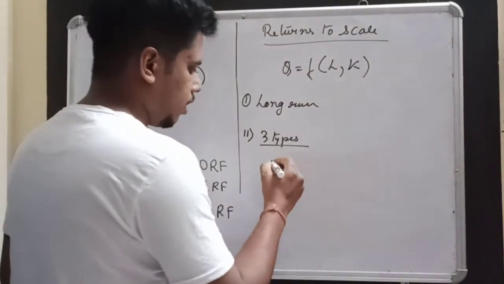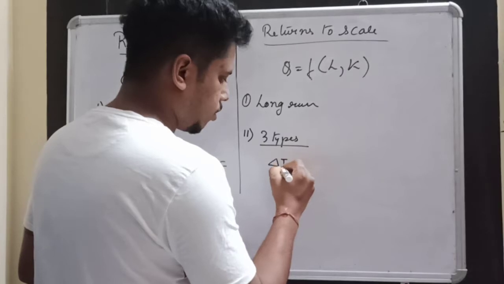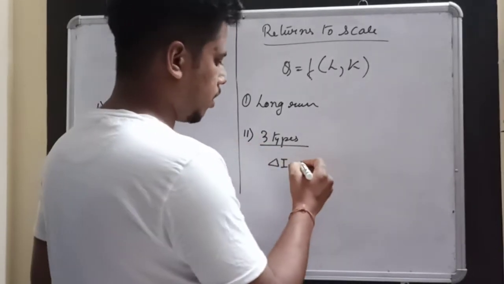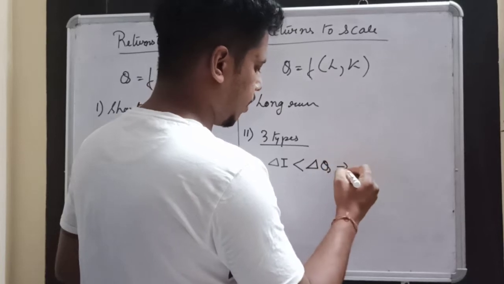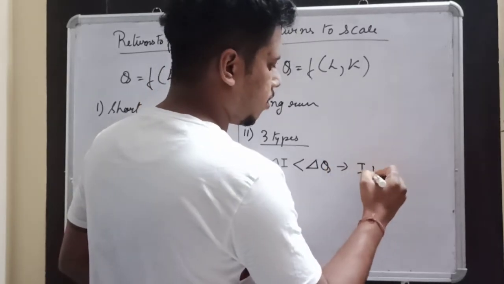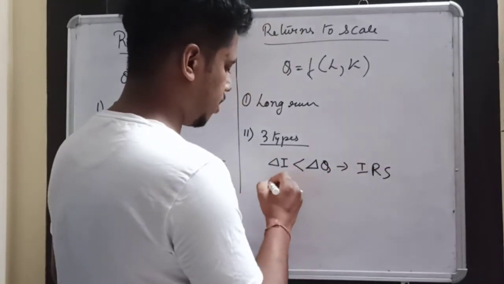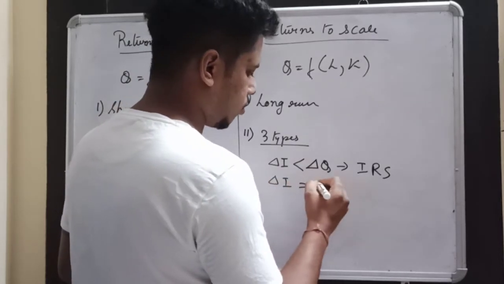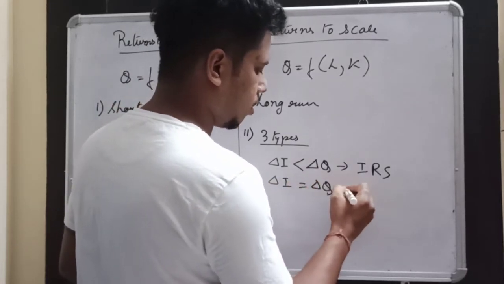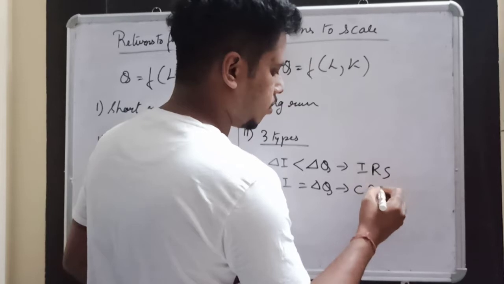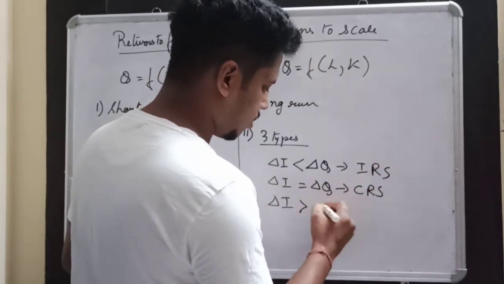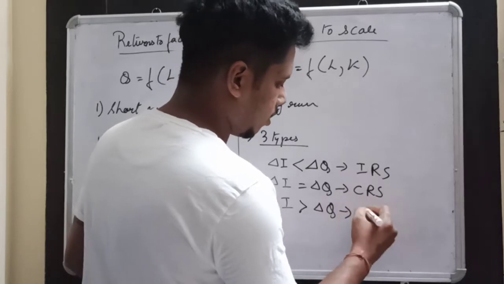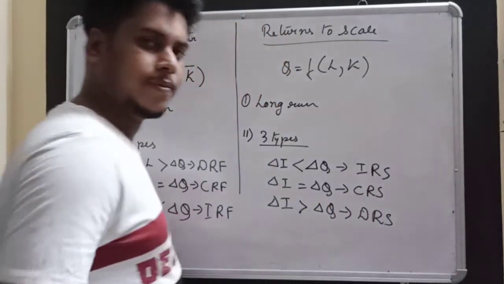So here, if change in inputs is less than change in output, that implies increasing returns to scale, IRS. If change in inputs is equal to proportional change in output, then it implies constant returns to scale, and if change in input is greater than change in output, then it implies diminishing returns to scale. Okay.